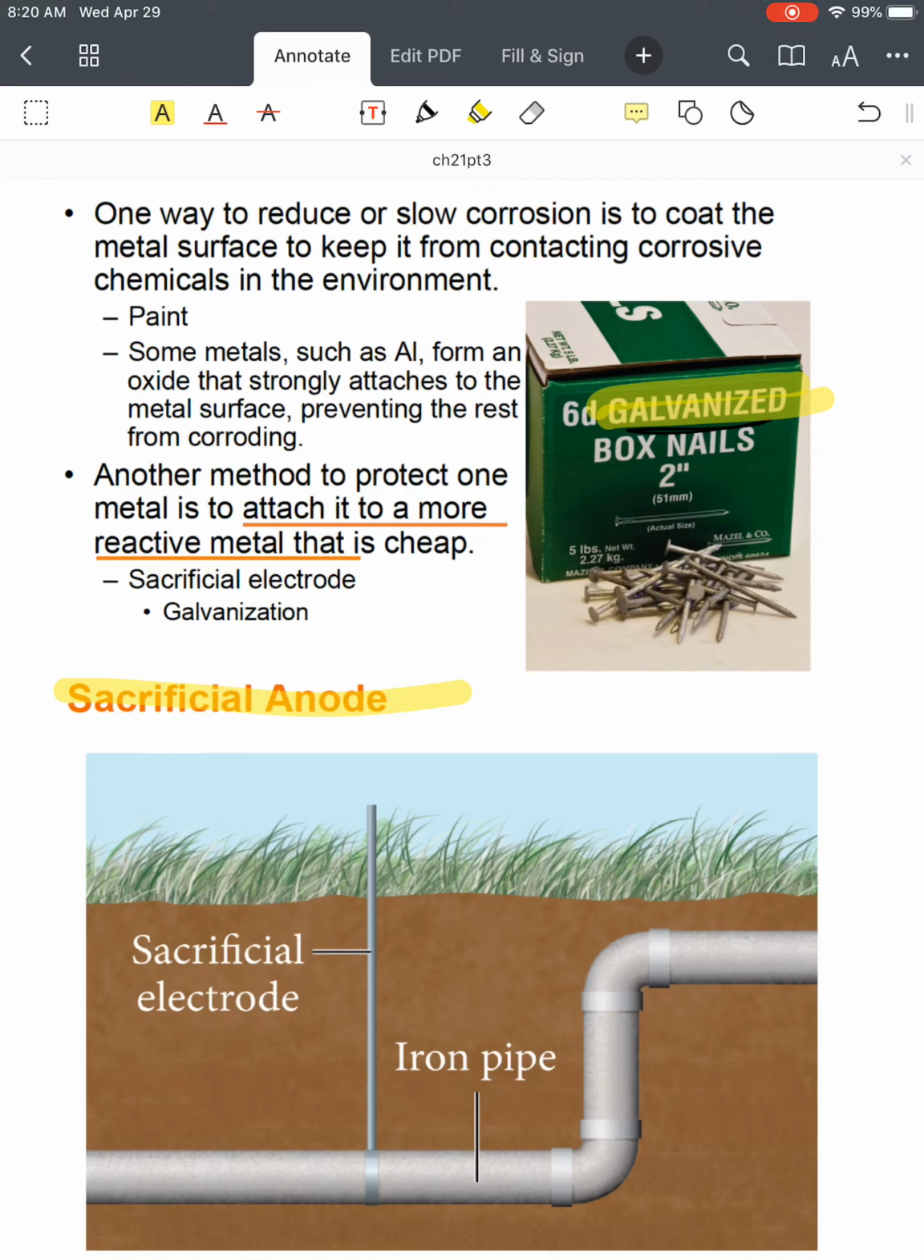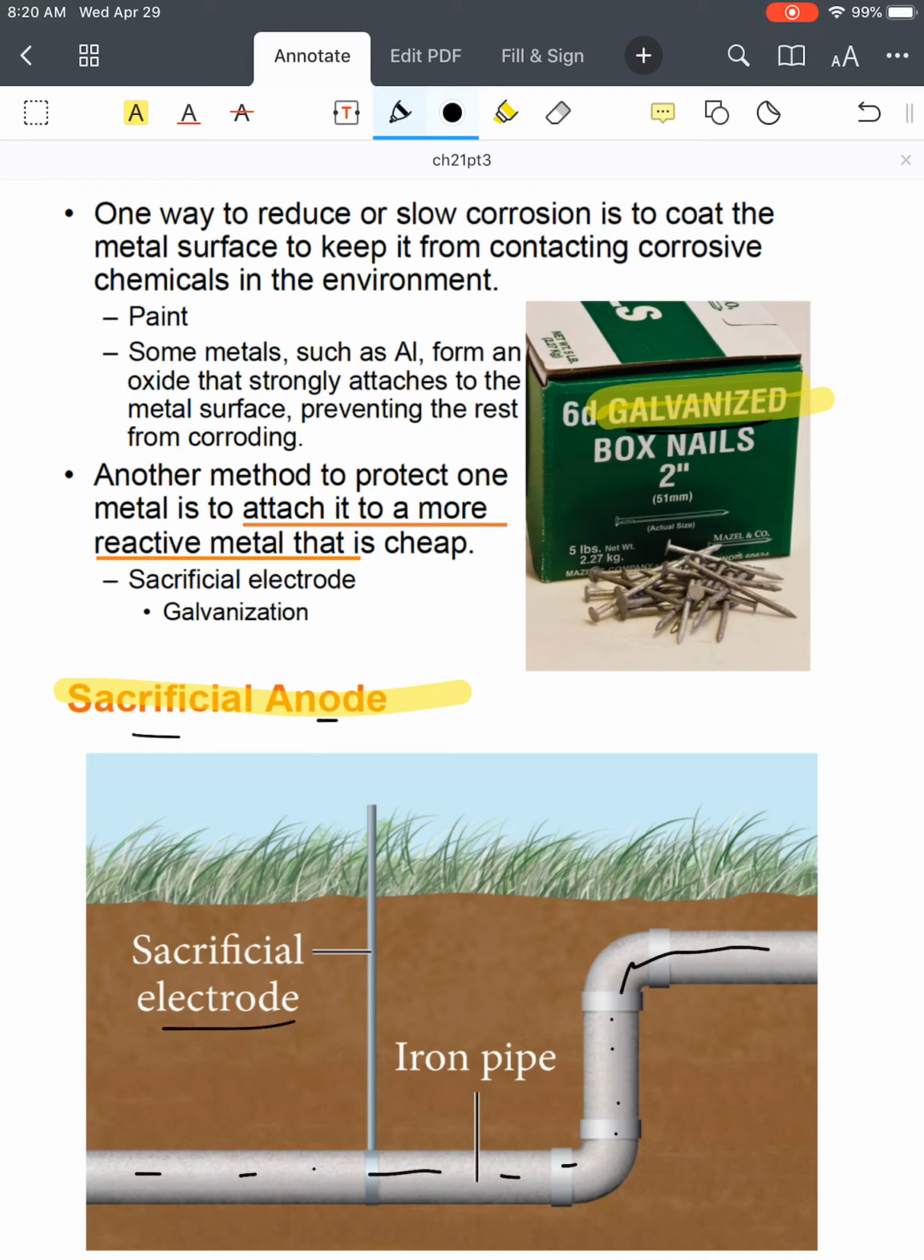So let's talk about what this process involves, okay? Well, we'll consider the sacrificial anode down here at the bottom. Let's just say that there's this pipe that's underground and you want to protect it from rusting because you don't want to have to dig it up every few years and replace a part because it rusted through. So how can we do that? Well, we can use a device called a sacrificial electrode or sacrificial anode specifically, okay?